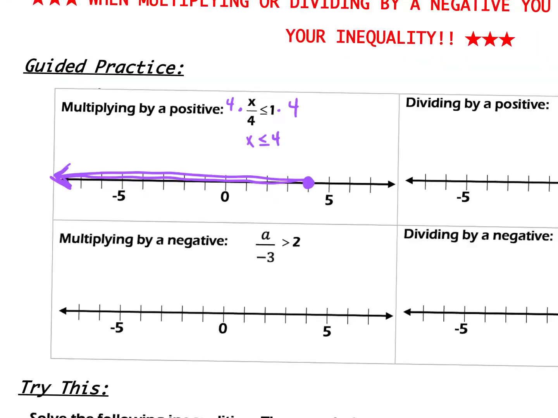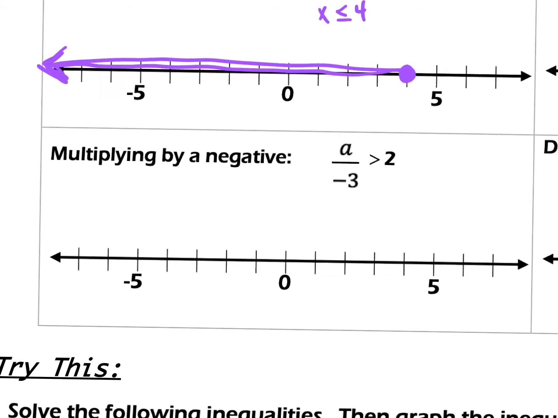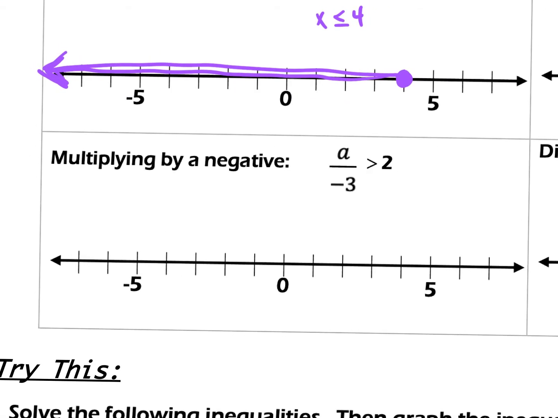All right, now we're going to try a negative, and I'm going to show you why this works. So, a divided by -3 is greater than 2. To undo division, we do multiplication, -3 times -3. And we now have a is less than -6, because we multiply by a negative, so we have to flip the sign. Now, you might think, why do we have to flip the sign? That doesn't make any sense.